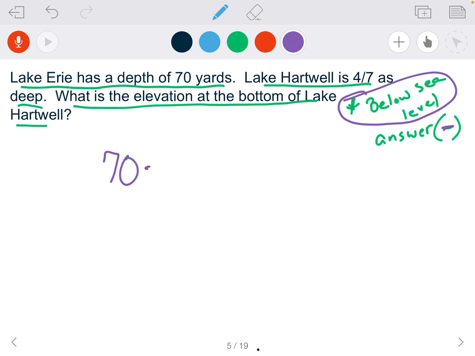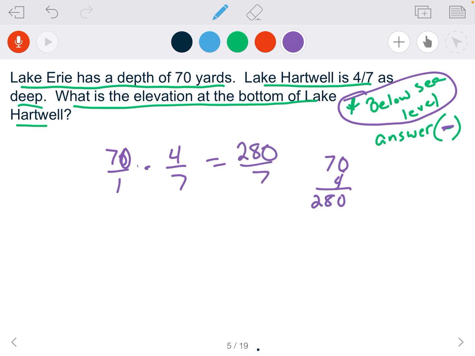So all I'm doing here is you're setting up your 70 yards and you're multiplying it by your 4/7. So I can make my 70 into a fraction to make it easier to multiply. So remember, 70 over 1. And you can multiply straight across, or you can do canceling. I'm going to do it both ways. Multiplying straight across, I get 70 times 4, which is 280, so 280 over 7. And then I have to go ahead and do the division.